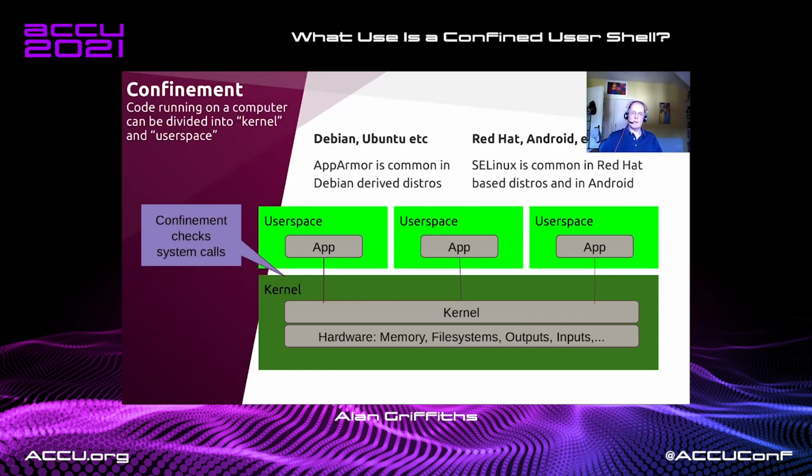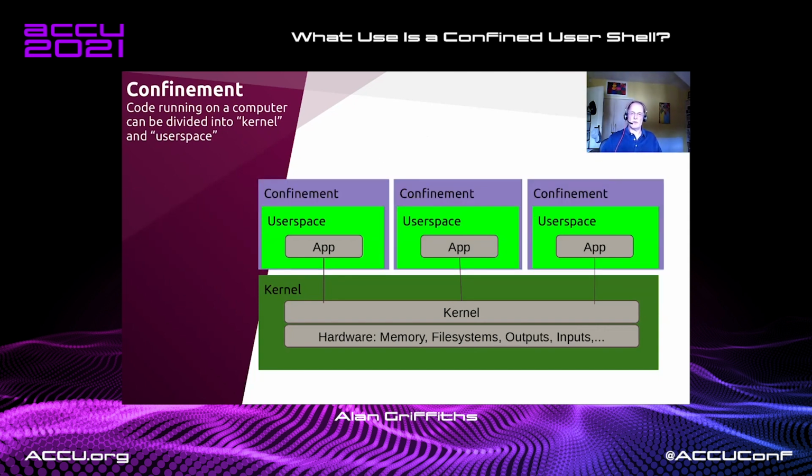The idea of confinement, or this sort of confinement, is to check what an application is doing when it goes through that system call interface. It checks the calls, makes sure the application is allowed to do it, and then passes that through to the kernel. AppArmor, as used in Snapcraft, is common in Debian-based distributions. SELinux is common in Red Hat and other distributions, and they do pretty much the same sort of thing. They check the system calls. So the idea is we put all our application processes into little confinement boxes and only allow them to do the things that we want them to do.